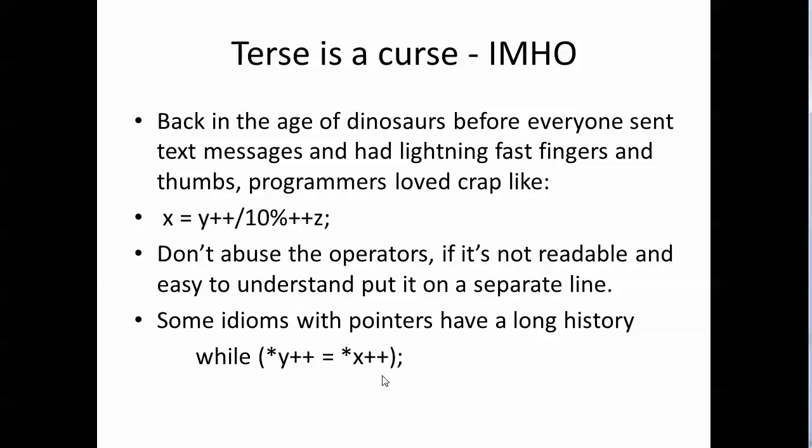And this is a clever bit of code that assigns what's pointed at by x to y until what's pointed at by x becomes 0. I don't want to get into all the details of this, but you're going to see some stuff like this when you look at other people's code or legacy code. So just be aware of it, but we're typically not going to write any code like this in class.